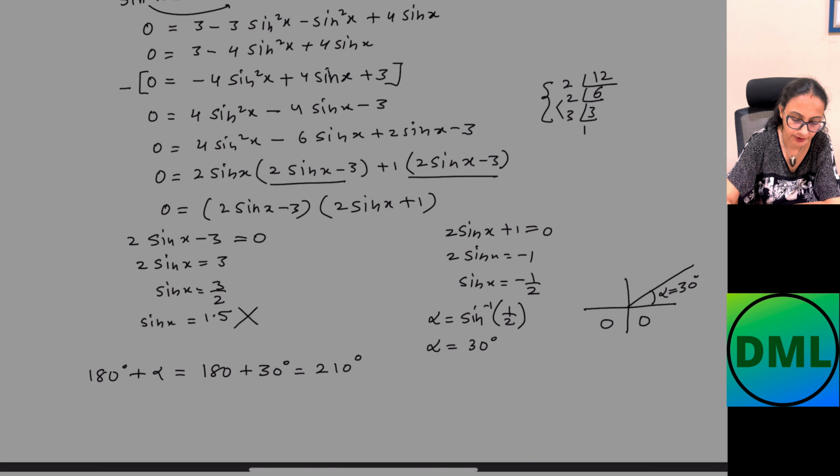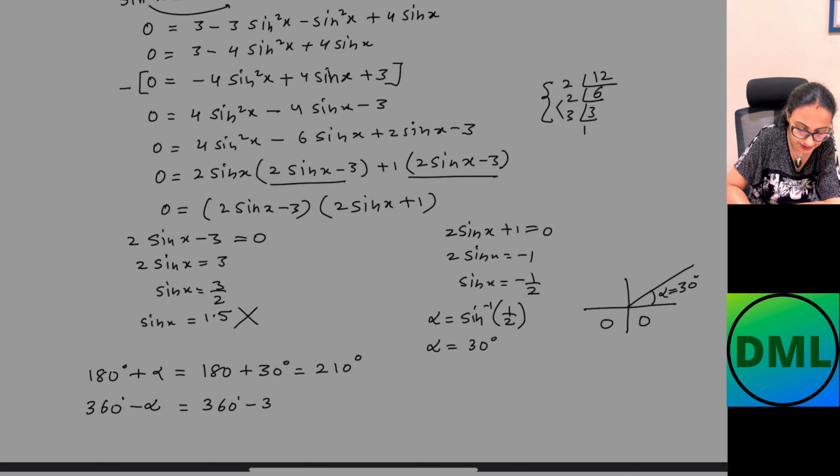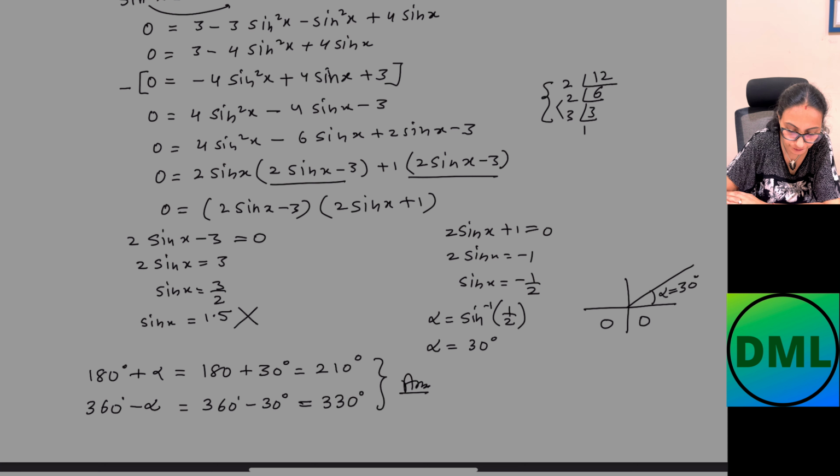Second answer, I have to give it in the fourth quadrant. I have to use this position, that means 360 degree. Let's write down the answer here. 360 degree minus alpha, I will reach the fourth quadrant. What is the value for alpha? The value for alpha is 30 degree. 360 degree minus 30 degree is given by 330 degree. These are the two values of your answer.